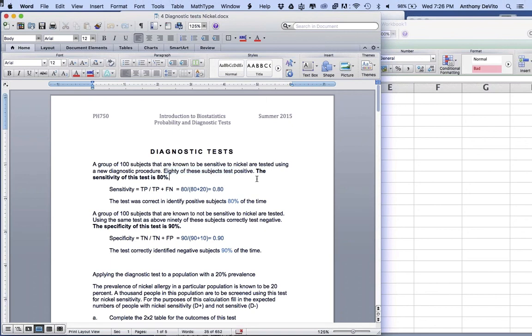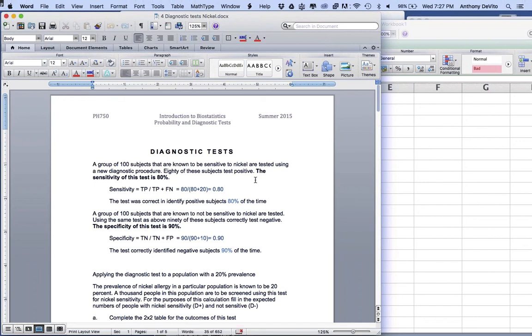So the test is right in identifying sensitive people among people that actually have a nickel allergy 80% of the time. That's referred to as the sensitivity of the test. Okay, so now that's interesting. 80% of the time it's going to get that right.